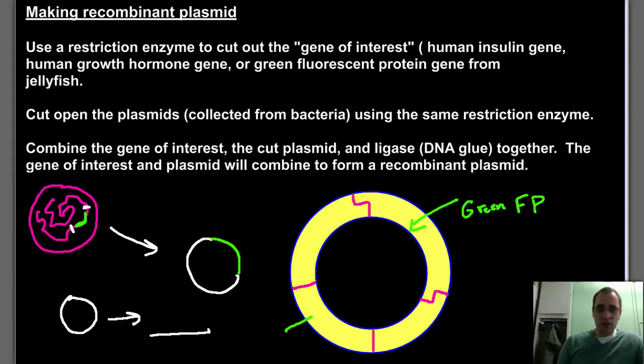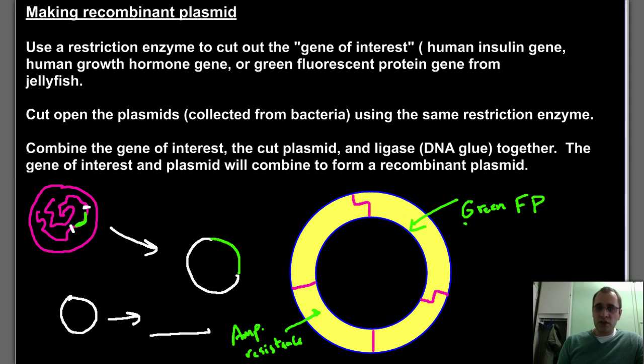It also has a second gene on here for ampicillin resistance. Ampicillin is a bacterial killer. It's an antibiotic, and we'll see why we need that. But remember, the plasmids we used in this contain both of those.